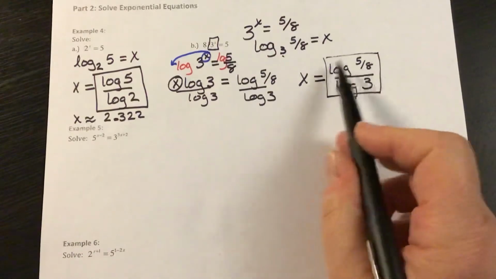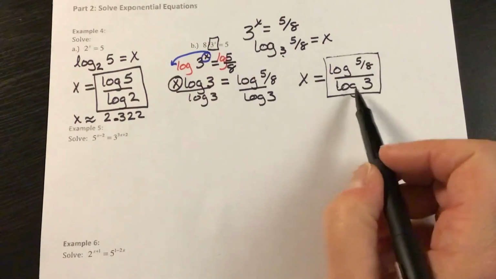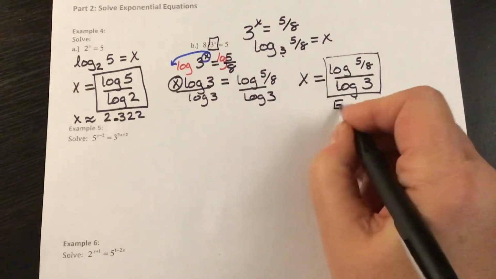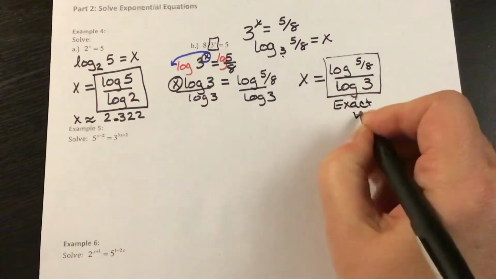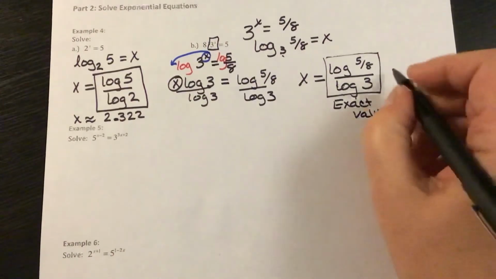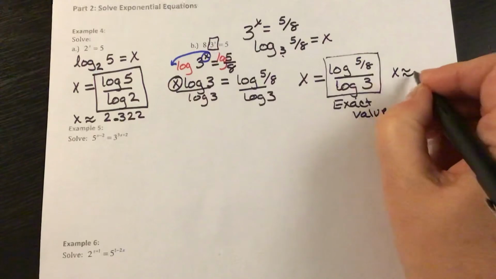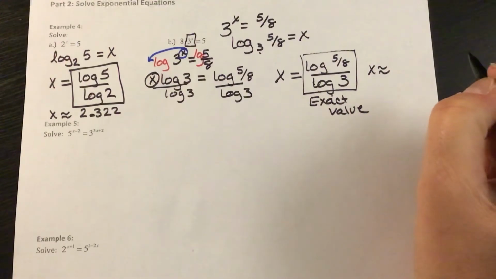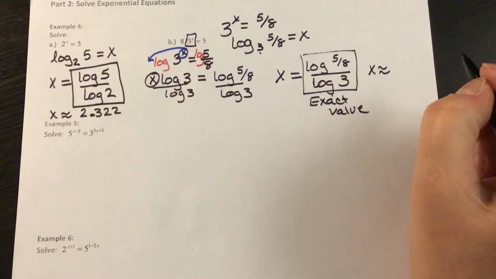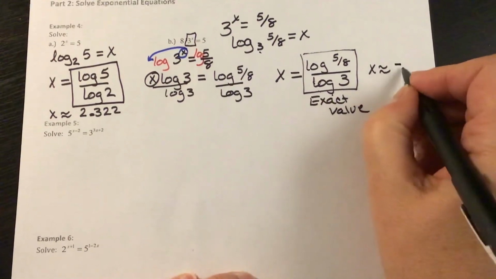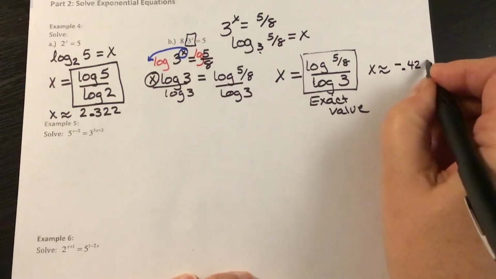Okay, so again, this is my solution set. This is the exact value. And the approximate value, the estimated value, is negative 0.428.